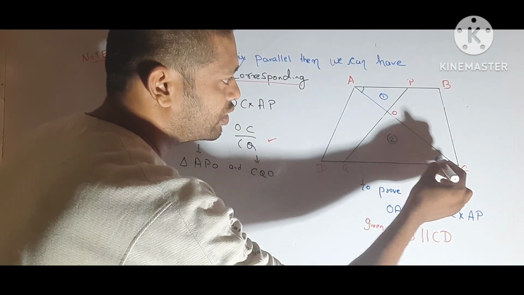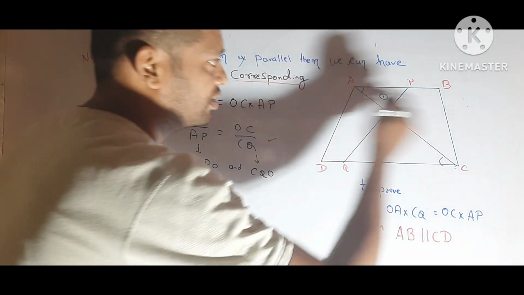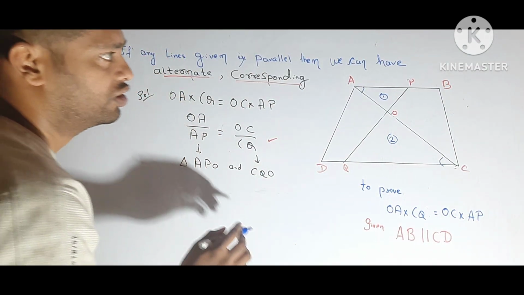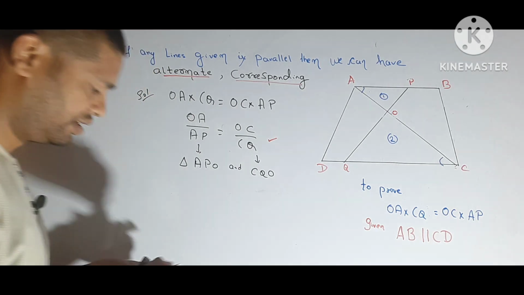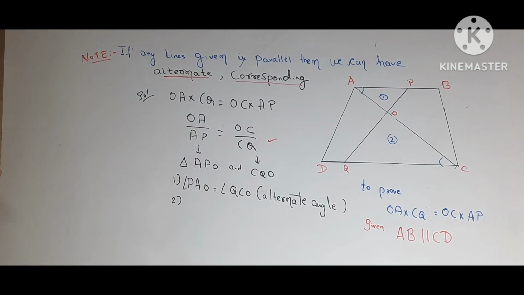So can I write this one equal to this one? Yes, sir, because of alternate angles. So I can write this angle equal to this angle. Yes, sir, I can write. Okay, so we have written.